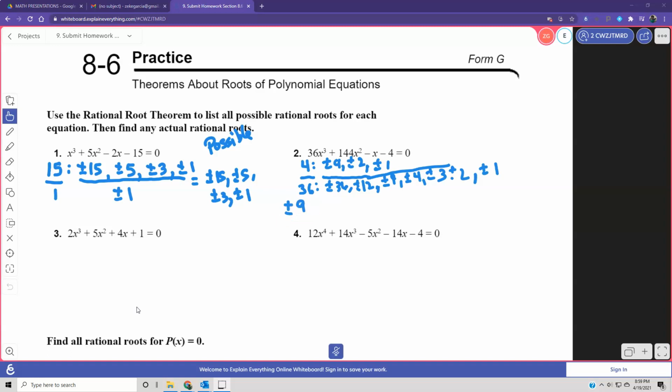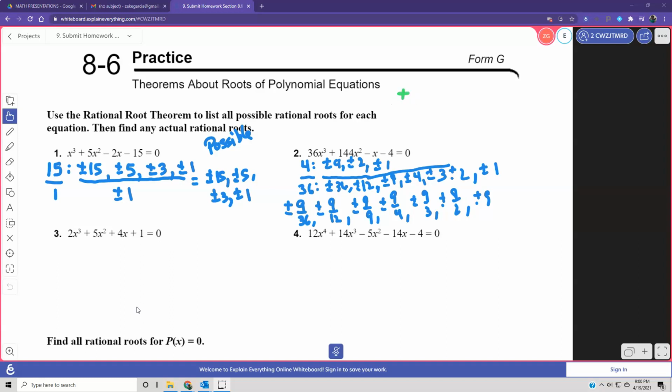Plus or minus 9 over 36. Plus or minus 9 over 12. Plus or minus 9 over, in this case, 9. Plus or minus 9 over 4. Plus or minus 9 over 3. Plus or minus 9 over 2. Plus or minus 9. So in this one, we do have a lot of them. So I'm going to go ahead and do some of them on top.